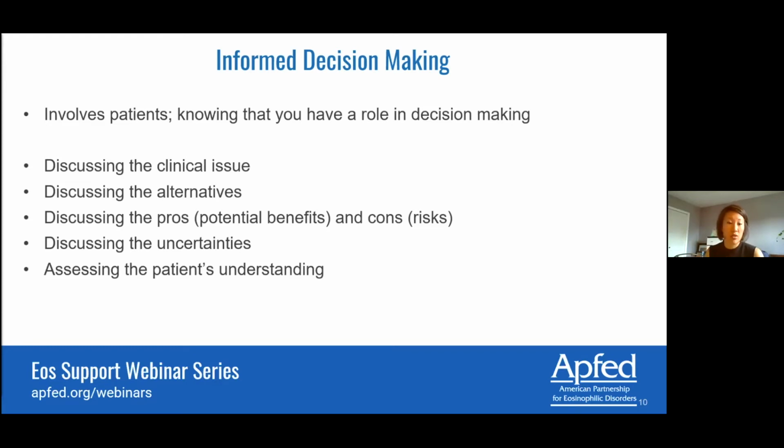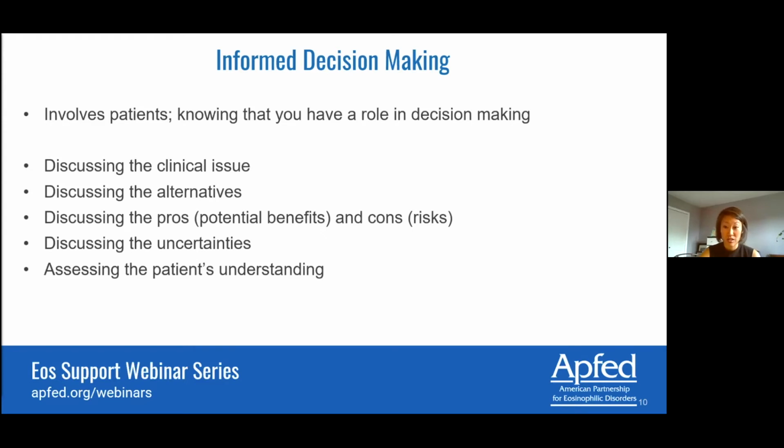Informed decision-making also involves discussing alternatives. Every decision is a choice between different options, right? If there's no choices, then there's no decision to make. So we walk through the different alternatives and options, discussing the potential benefits as well as the cons. This is to present a balanced view of all the different options, which allows you as a patient to be more informed in your decision.